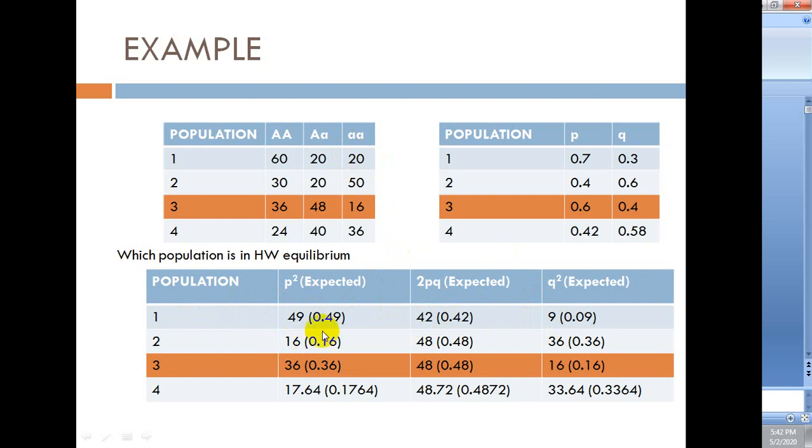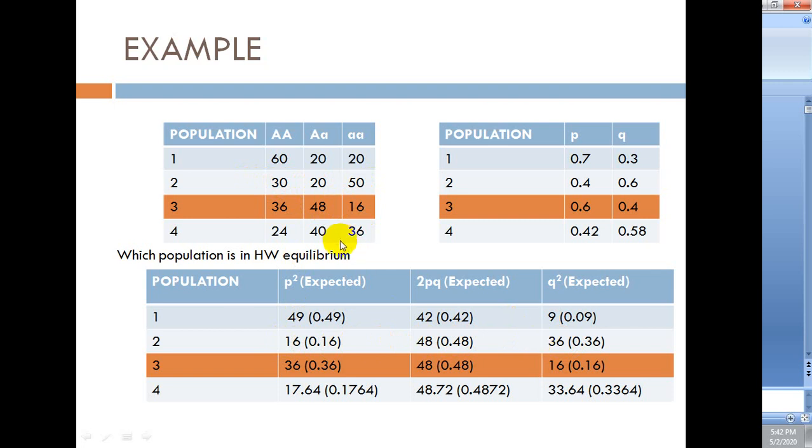Now coming to the second population, here the p and q values are 0.4 and 0.6. So it should have 16 individuals of homozygous dominant type, 48 individuals of heterozygous genotype, and 36 of the homozygous recessive genotype. But the observed values are different. So this is 30, 20 and 50, whereas the expected is 16, 48 and 36. So the second population is not in HW equilibrium.